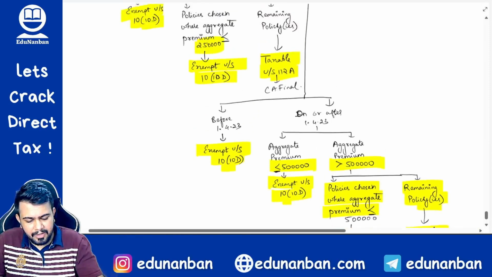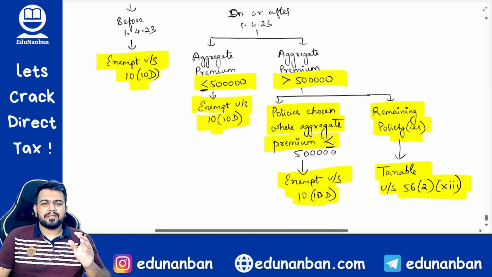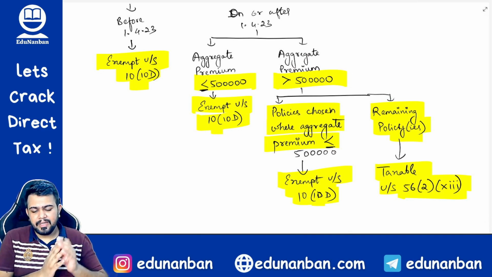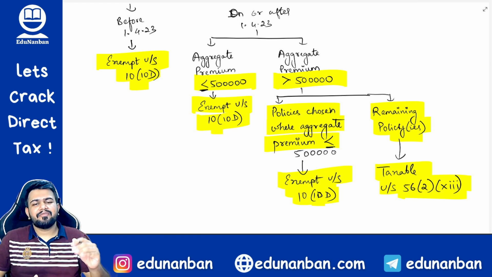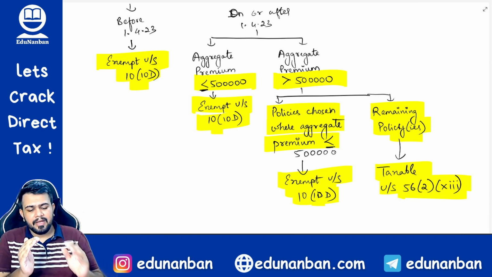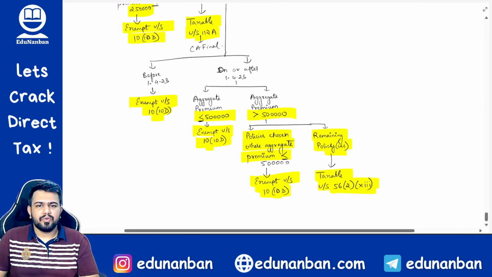Now let us talk about other than ULIP policy. If the policy is issued before 1/4/2023, then however it will be exempt. If it is on or after 1/4/2023, then if the aggregate premium is within 5 lakh, it is exempt. If it is above 5 lakh, then up to 5 lakh you can claim as exemption. The remaining policies will be taxable under section 56(2)(x).